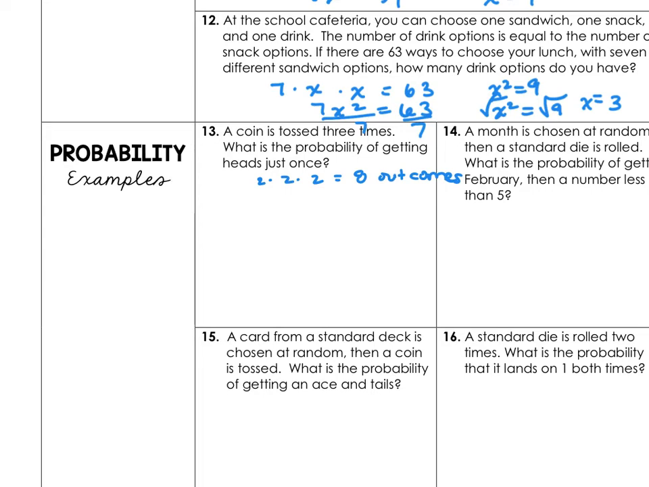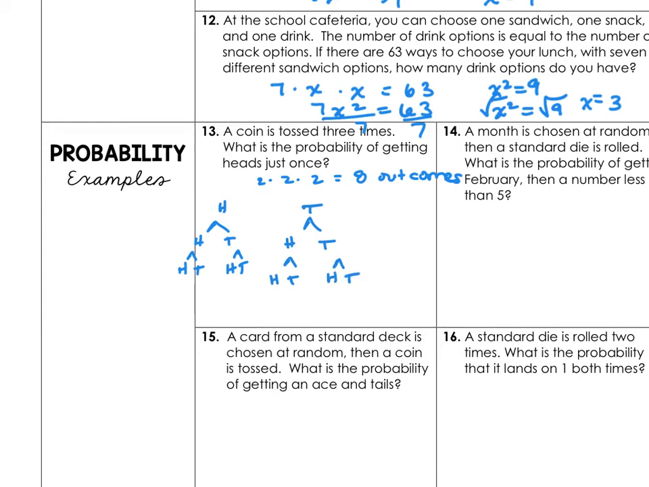So we're going to draw a tree diagram. And it's tossed 3 times. So we have heads, tails, and then heads, tails, heads, tails. Let me move this one over here. So we've got tails, and then you flip it again and you get heads or tails, and then you flip it again and you get heads, tails, heads, tails.